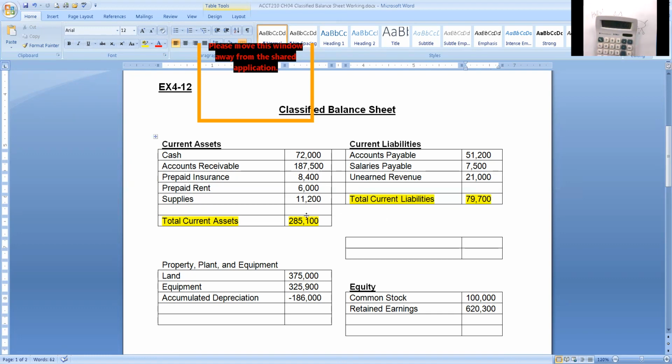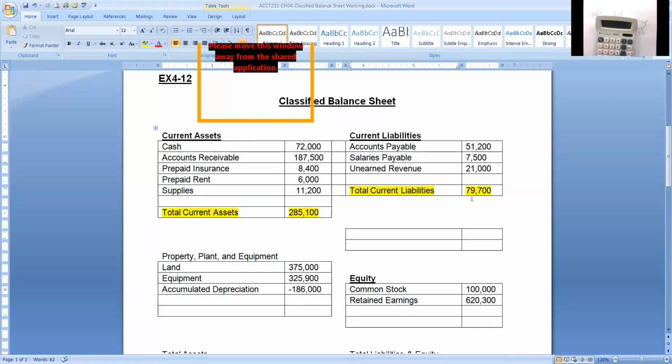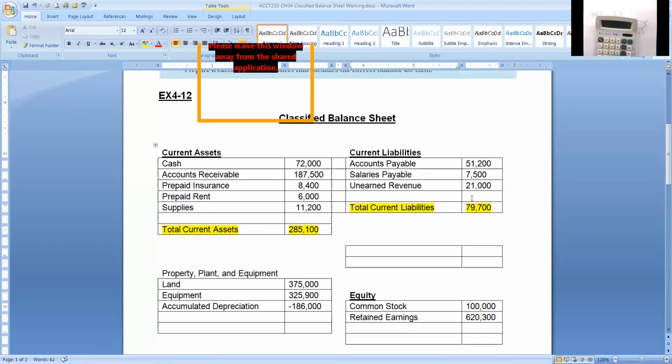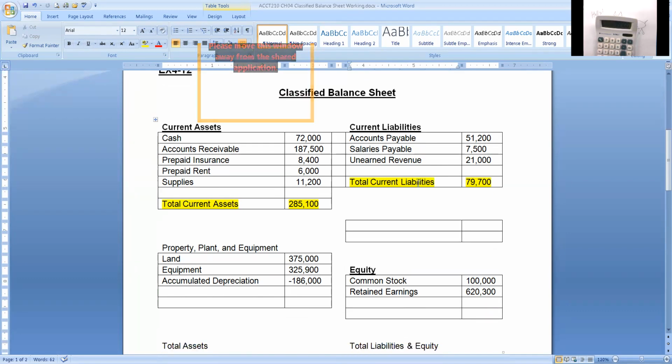So here's one of the reasons why we do it this way. Does it look like they're going to be able to pay their bills for the next year? Well, yeah, because their current assets, which are going to be turned into cash or used up, are $285,000, and their current liabilities are around 80. So you can have $285,000 coming in, and you have to pay out $80,000. So yeah, they're going to be able to pay their bills for the next year, most likely. This is one of the reasons why we do it this way. It's not just for boredom or something.